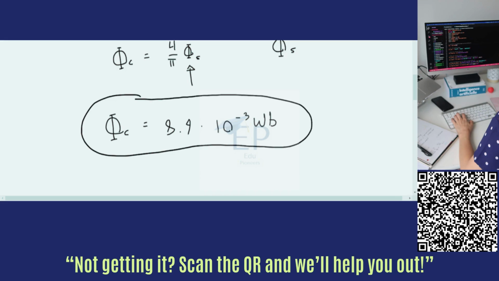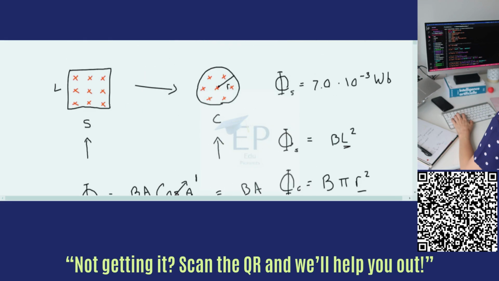So there you go. We determined the flux through this circular loop, given that we knew the flux from the square loop that we deformed into the circular loop.